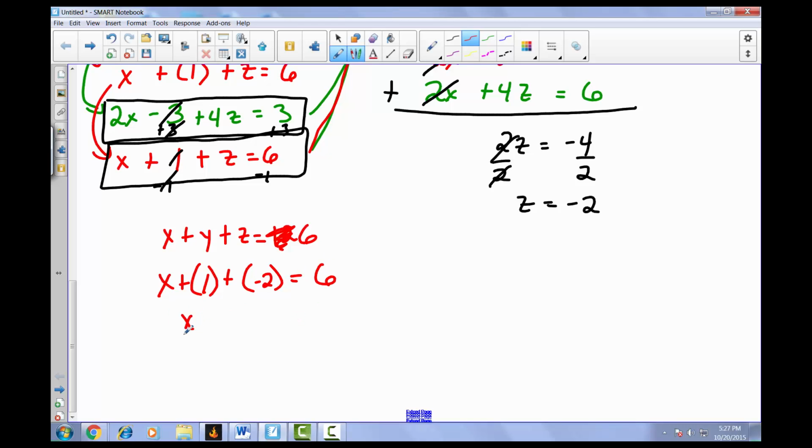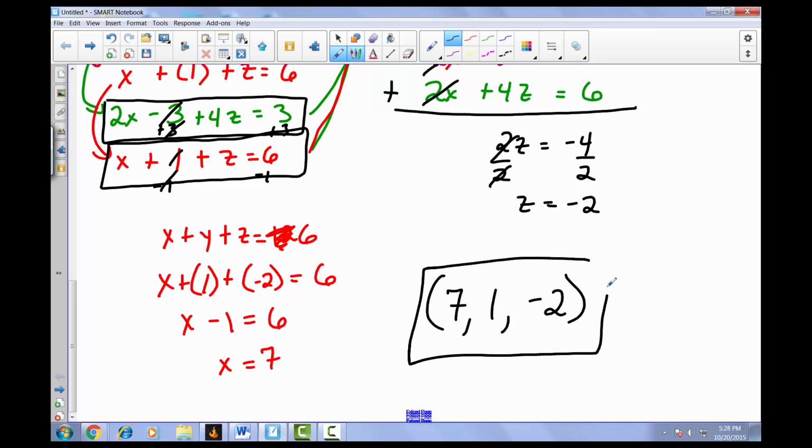This will come out to be x plus 1 minus 2, which is x minus 1, equal to 6. Just add 1 to both sides. So x comes out to be 7. Our final answer comes out to be (7, 1, -2). Notice that it is in fact an x, y, z coordinate point, all three. But again, that is example 3 from our 3.4 set of notes.